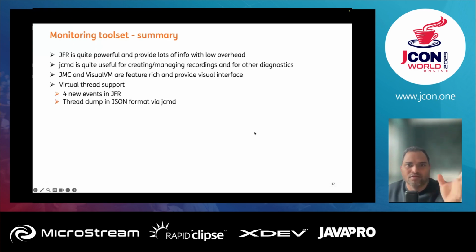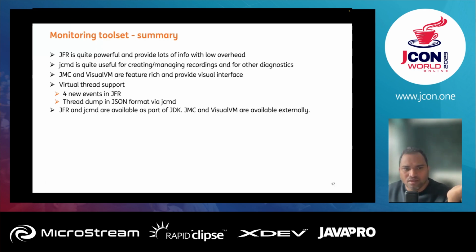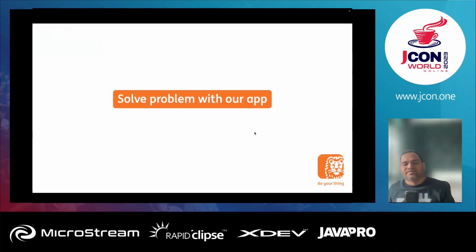And when we talk about virtual threads, the support for virtual threads is that in JFR we have 4 new events, and in jcmd we have a new way to get a thread dump in JSON format. Also, one interesting thing: JFR and jcmd are available as part of the JDK, and JMC and VisualVM are externally available, so you can download and use them. Okay, so this is in general about some ways you can monitor Java applications with virtual threads.